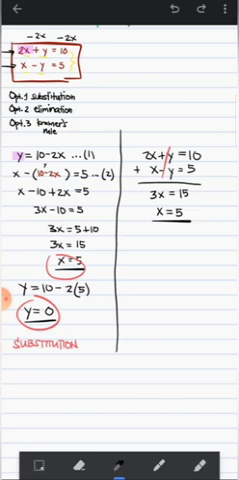But still, it depends on you what you are going to use. That's why it's called an option. You can use substitution or elimination or Cramer's rule if you want.